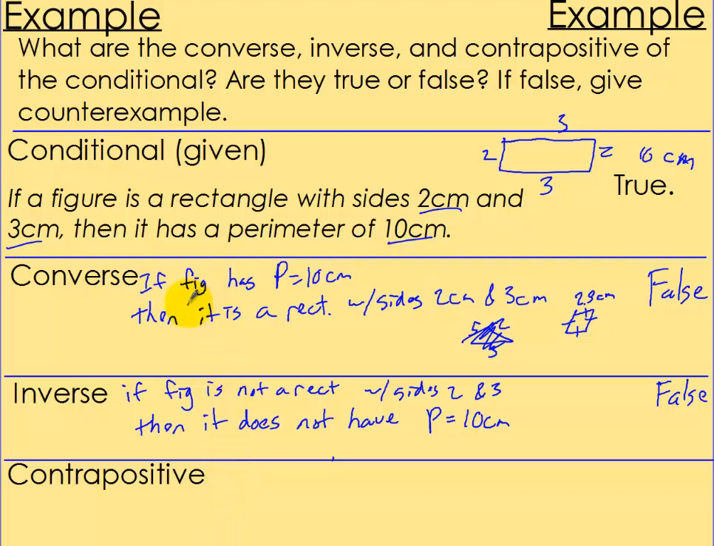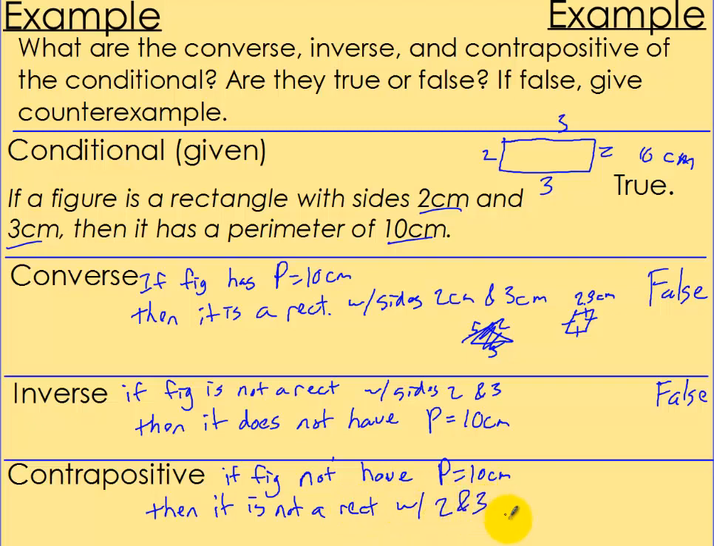So the last one, we're doing the nots of the converse, right? If the figure does not have a perimeter of 10 centimeters, then it is not a rectangle with 2 and 3. And is that true? Well, if a figure does not have a perimeter of 10 centimeters, it is not a rectangle with 2 and 3.